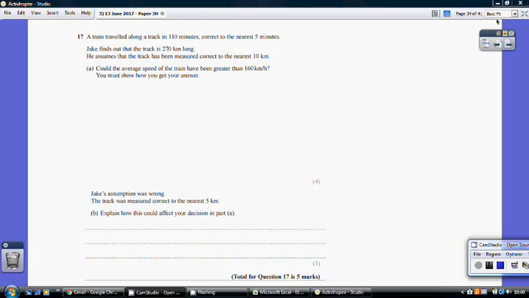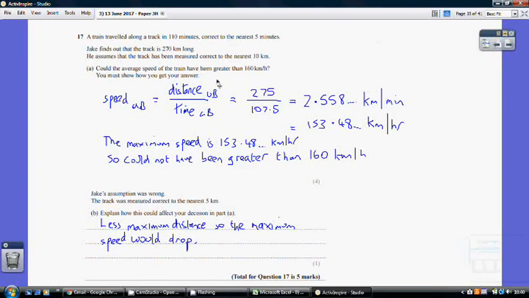Question 17. So, could the average speed of the train have been greater than 160? So we need to find the upper bound for the speed of the train. Speed is distance over time.